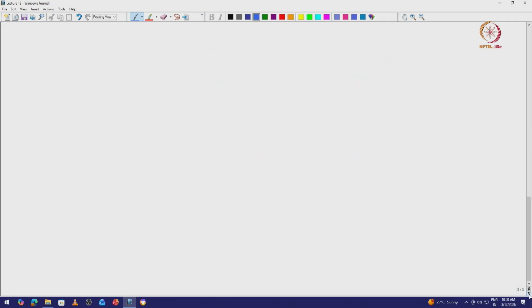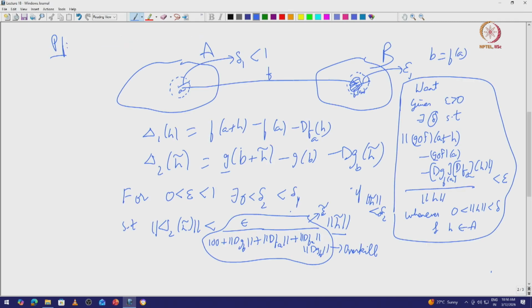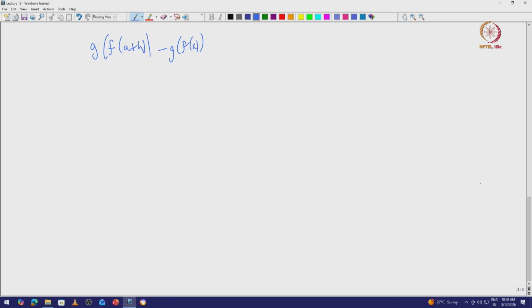So let's proceed. We'll keep track of these errors and proceed. Now the point is g of f of a plus h. Recall, what is it that we want to do? Let's go back again, we want this. So we want to first look at this, right? And we want to say that this is approximately equal to this plus something else, and the approximation can be made precise in this manner. So that's why we are looking at this difference. Yeah, it's important to keep track of what we are doing.